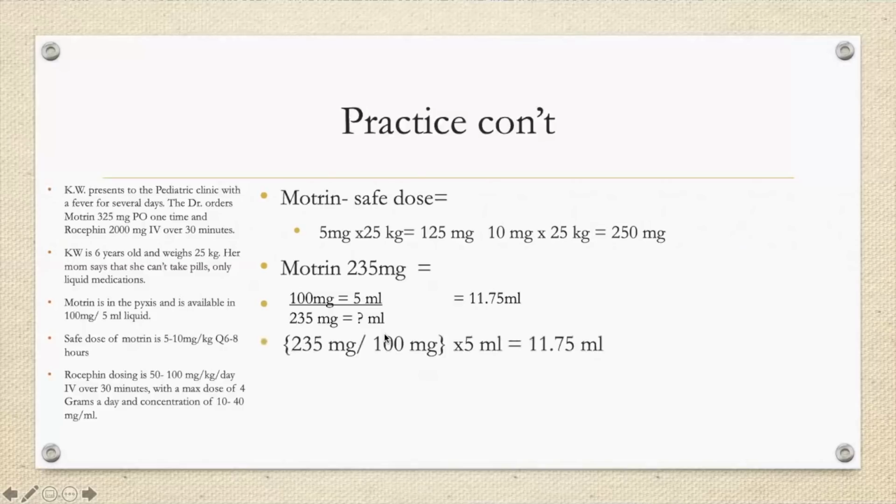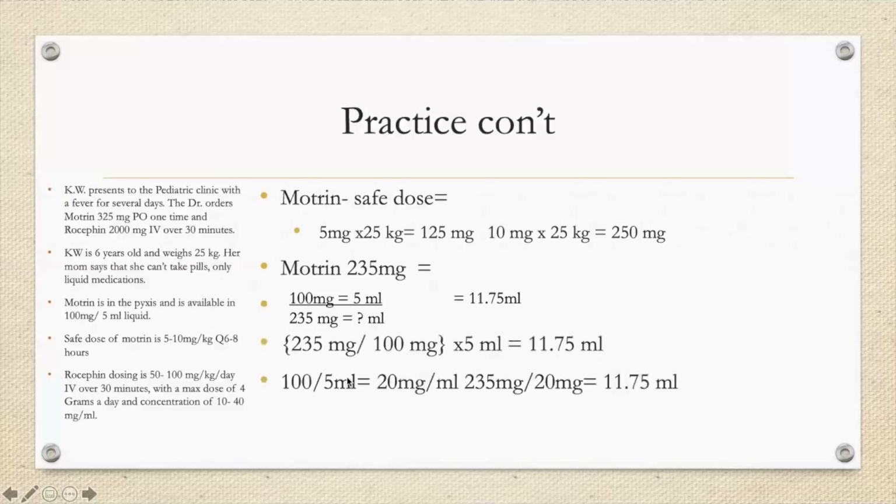For those who like the desired over have, we put our desired or what we want over what we have, or what we've got, 100. And then we're going to multiply that times our vehicle or how much it's in, 5 milliliters, 11.75 mils.